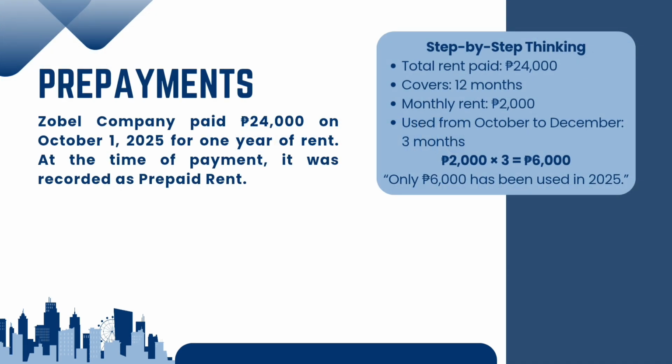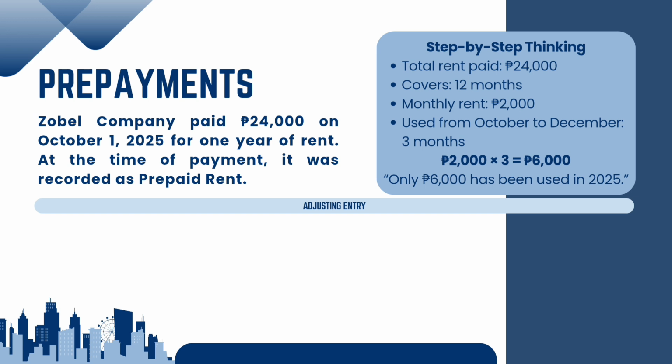Step-by-step thinking. Total rent paid 24,000 pesos, covers 12 months, monthly rent 2,000 pesos, used from October to December, 3 months. 2,000 pesos times 3 is equal to 6,000 pesos. Only 6,000 pesos has been used in 2025.